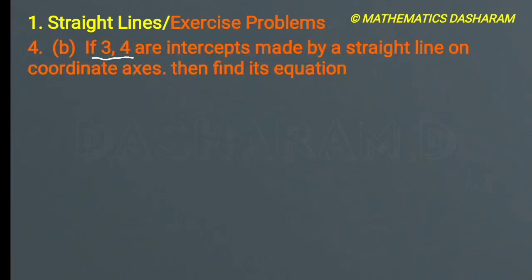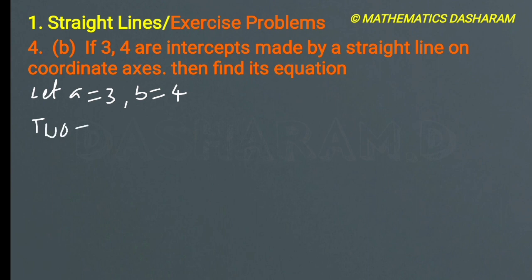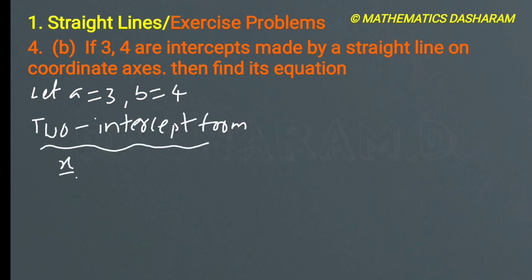B question: if 3, 4 are the intercepts made by a straight line on the coordinate axes, then find its equation. In the previous question, he gave the equation and asked for the intercepts. Here the intercepts are given, asking for the equation. So let a equal 3 and b equal 4. To find our required equation, I am using the two-intercept form, that is x by a plus y by b equals 1. Substitute the a and b values: x by 3 plus y by 4 equals 1.